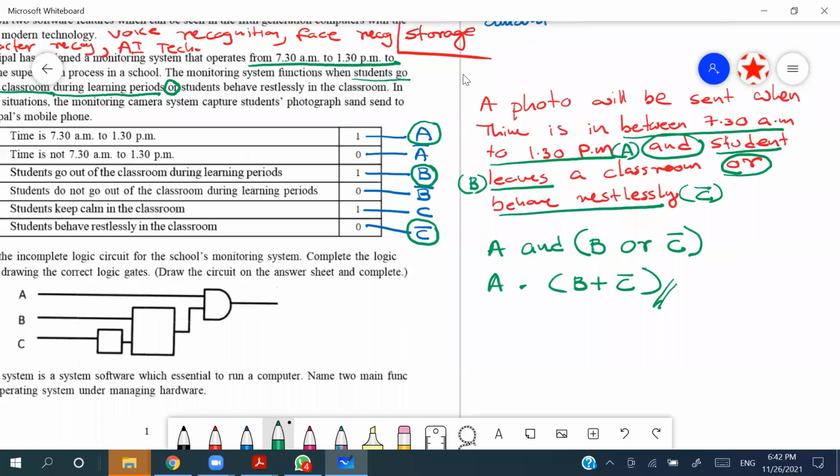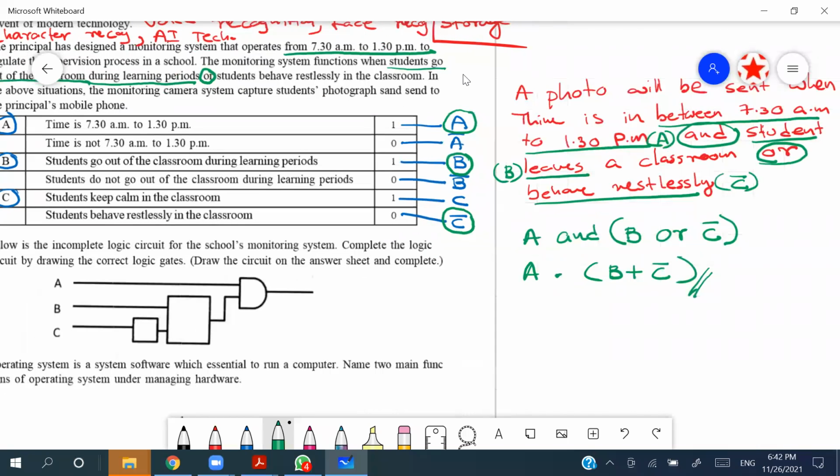So if this is the expression, how is our circuit going to be? We have to create a C bar. So C bar can be created when we connect it to a NOT gate. And we have to add B and the C bar, so it's the OR gate that you are going to have. Right? So this is a NOT and this is an OR. So if you got this correctly, you will be given 2 marks.